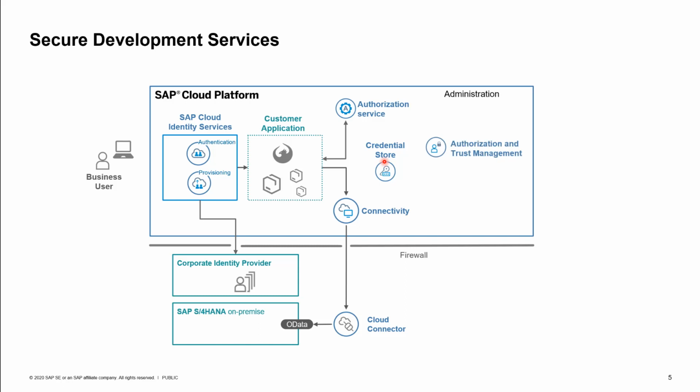On the administration side, there is authorization and trust management. So authorization, that is about that you assign a role to a user, and this information then is used within the authorization service. The authorization service adds then this information to the OAuth token, which is used during runtime. Custom domains, I mentioned it before, and audit log.